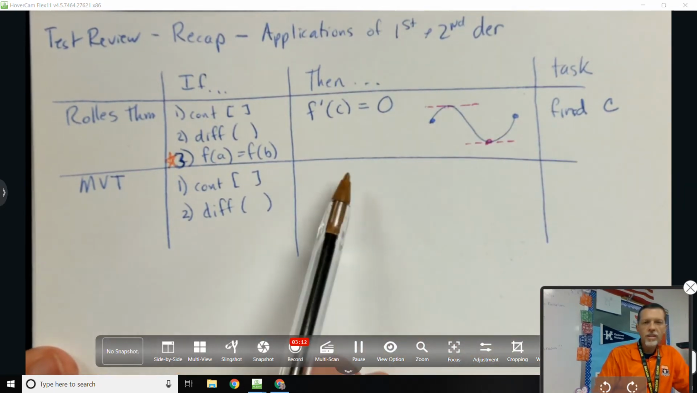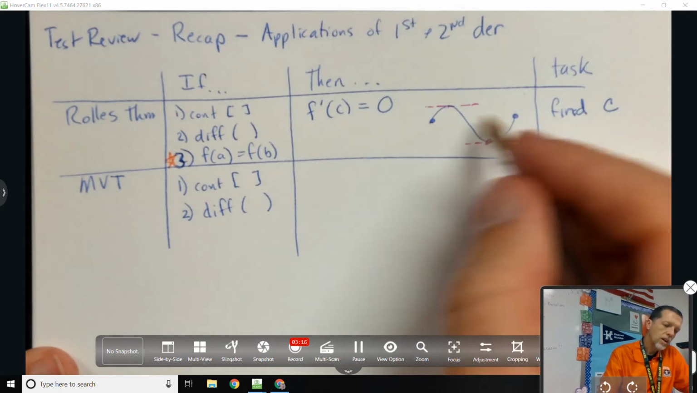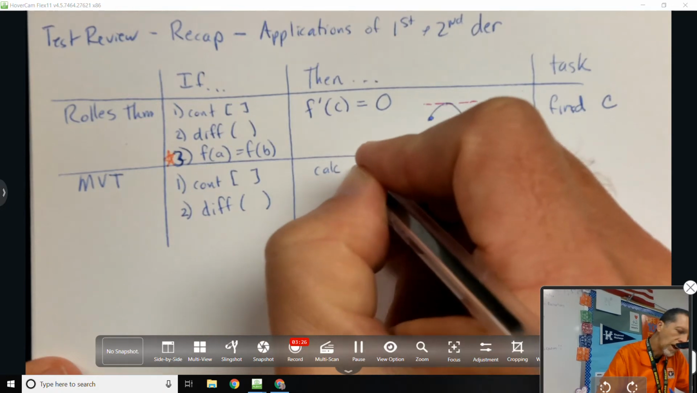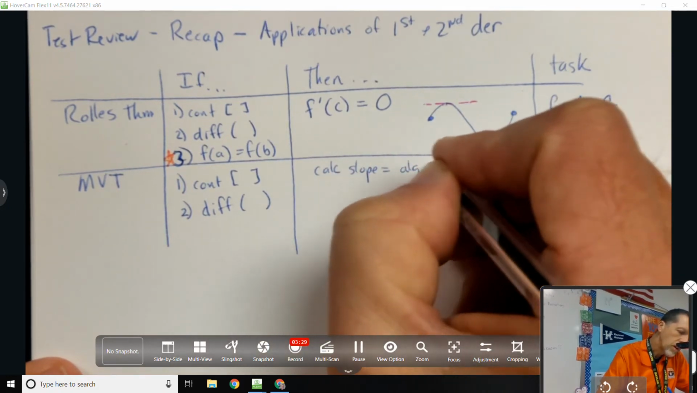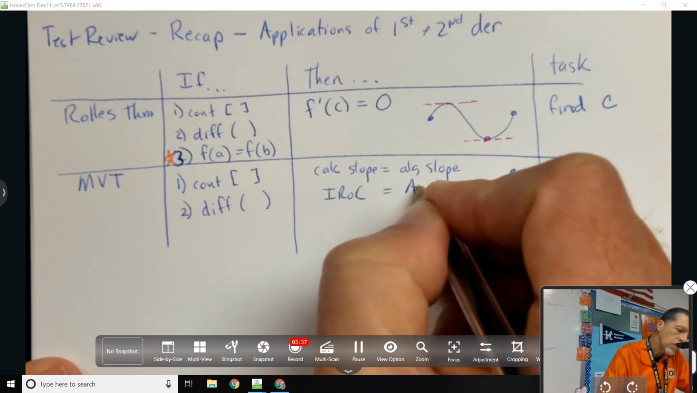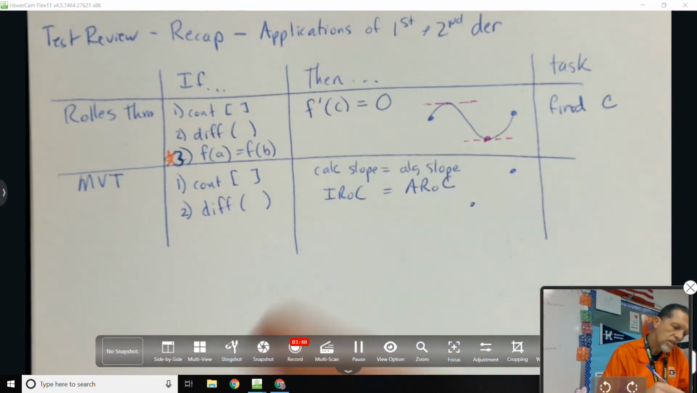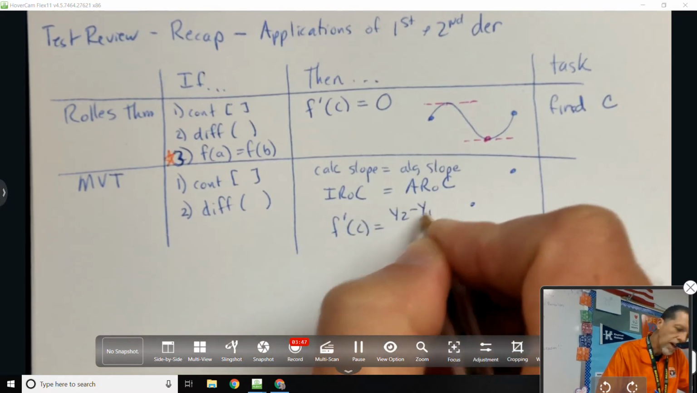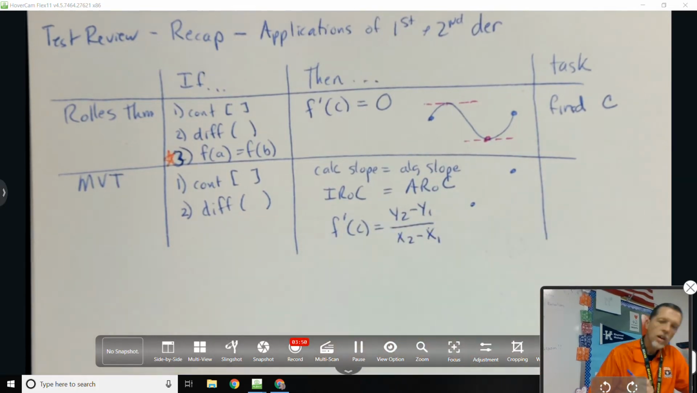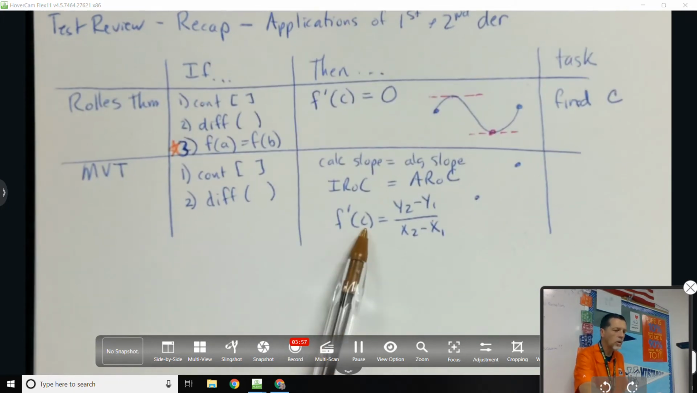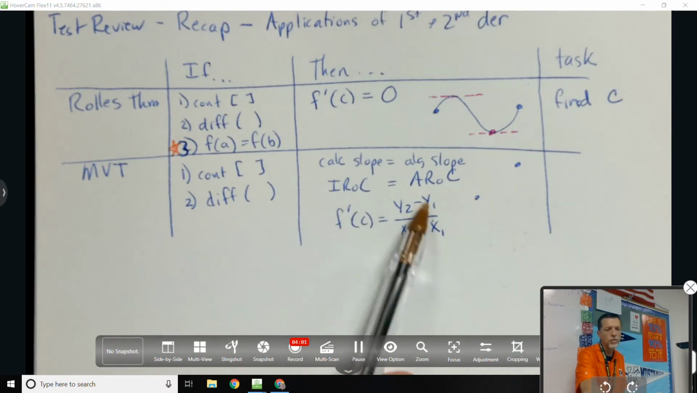The conclusion for MVT is a little bit different because you didn't have to have the same or equal starting and ending point. You could have different values for the ending point, the y values of the ending point. But the conclusion is calculus slope equals algebra slope. The instantaneous rate of change somewhere equals the average rate of change. And the average rate of change is just good old Algebra 1 slope formula. So it's similar to Rolle's in that somewhere the derivative is equal to sort of the overall derivative.